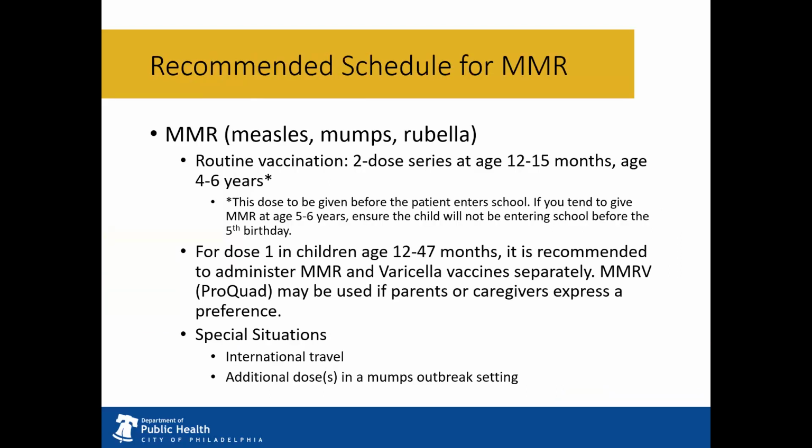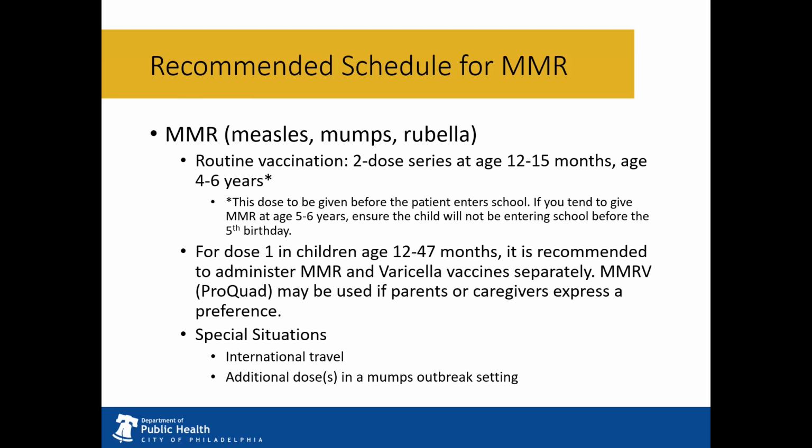This is the recommended schedule for MMR, our measles, mumps, rubella vaccine. For routine vaccination, it is a 2-dose series with the first at 12 to 15 months of age and the second between 4 to 6 years of age. Of note, both doses need to be administered before the child starts school. So if you like to give MMR when the patient turns 5 or 6 years old, make sure the child will not be entering school beforehand.